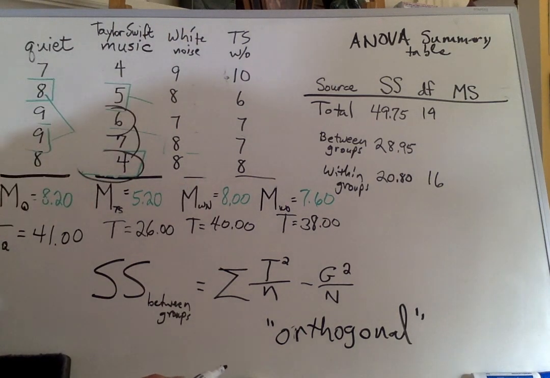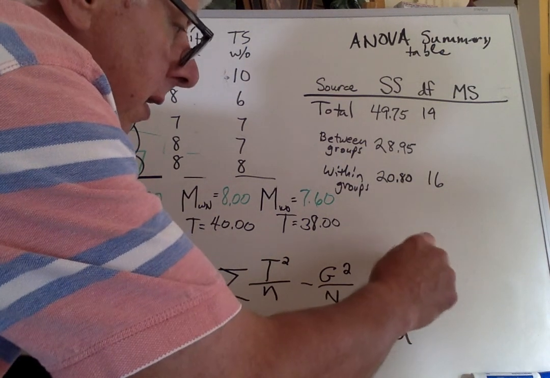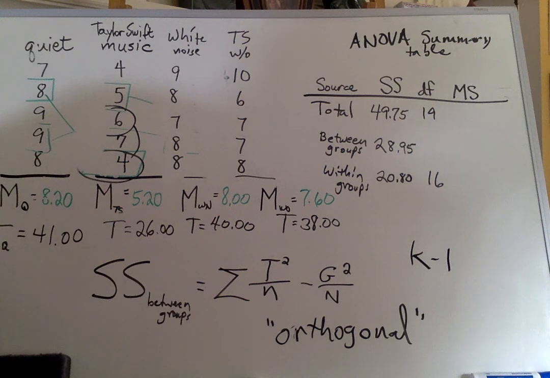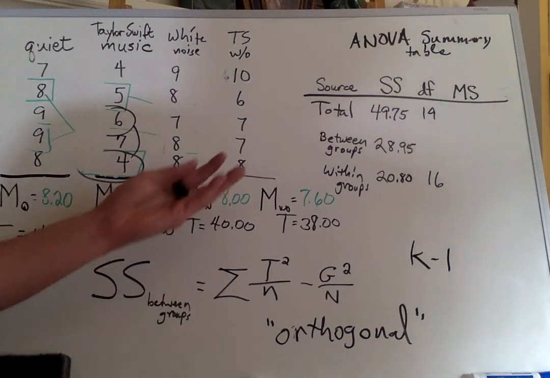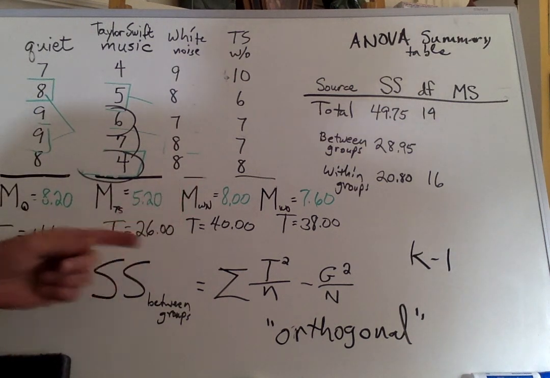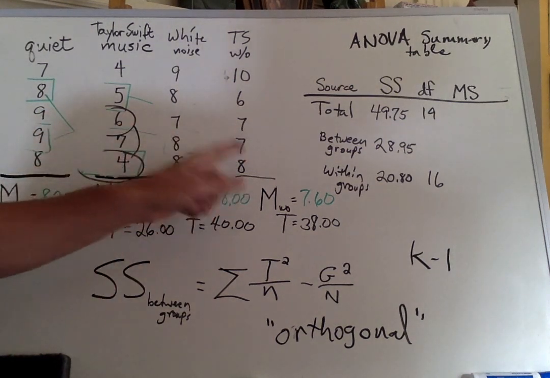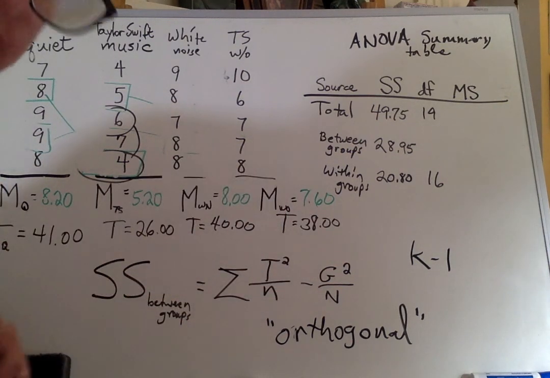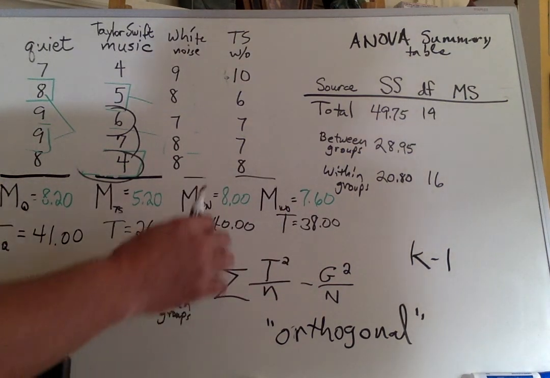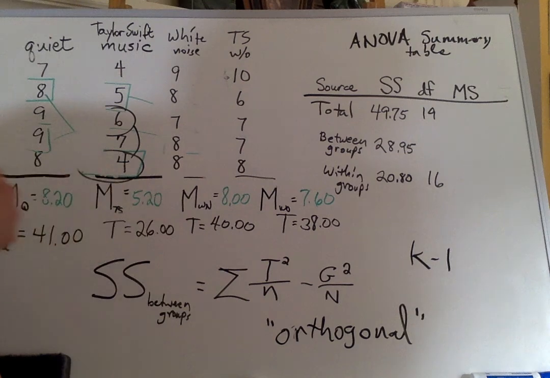One more number that we need here. What about the between groups degrees of freedom? This one is a little bit trickier, and the book will say it's K minus 1. You're like, all right, what does K mean? K is the number of treatments. So how many treatments do we have in this experiment? 1, 2, 3, 4 treatments. So it's 4 minus 1. Between groups, it's the number of treatment conditions minus 1.